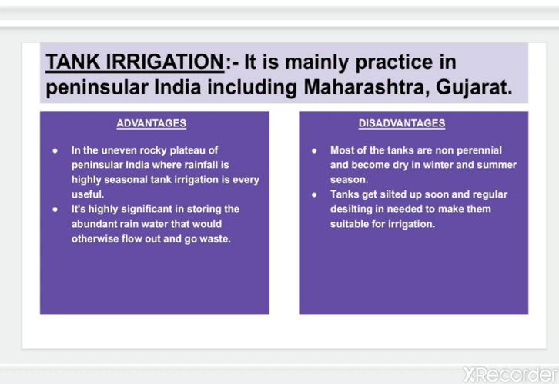Next, we learn the disadvantages. Most of the tanks are non-perennial and become dry in the winter and summer seasons. Tanks get silted up soon and regular desilting is needed to make them suitable for irrigation. So these are all the disadvantages of tank irrigation.